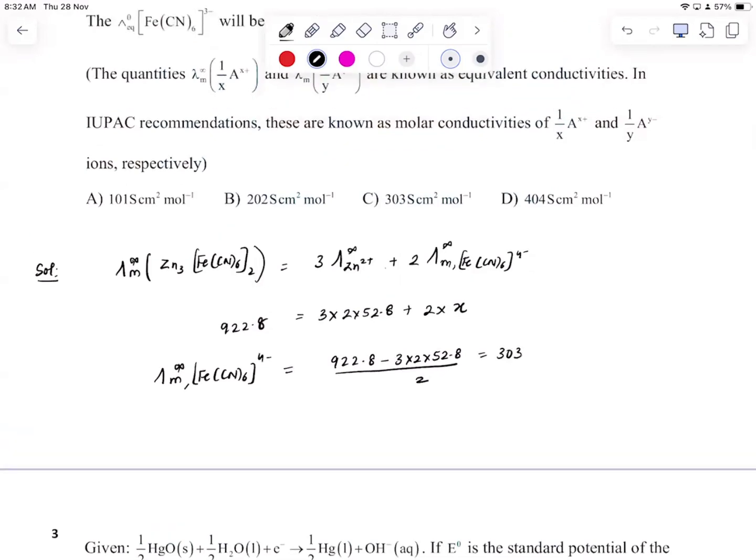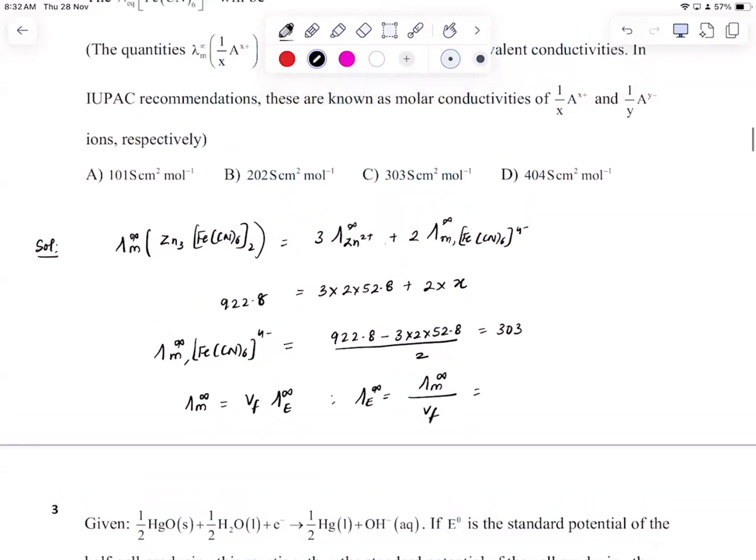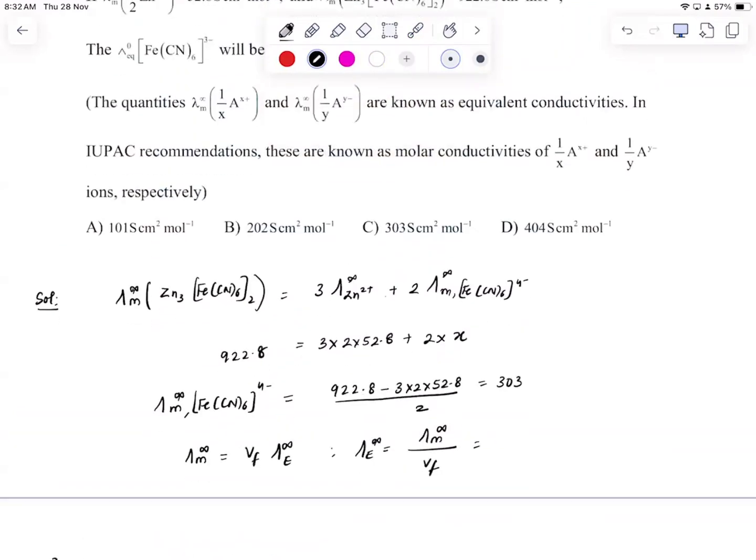Got it? Now, if that is the case, you know that lambda m infinity is always equal to valency factor into lambda e. So we need to find out lambda e infinity. That is equal to lambda m infinity by valency factor. Now, what will be the valency factor for this case here? You can see for 2 moles, the total charge is coming out to be 6, isn't it? So, Zn will give you how much charge here. For 2 moles, it will be giving out 6 amount of charge. Sorry. This is supposed to be 3 minus.